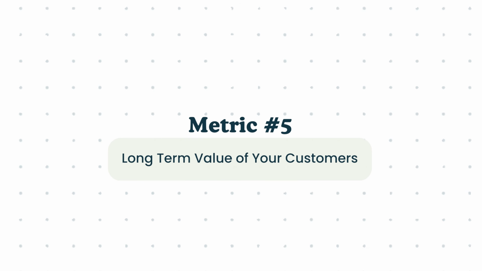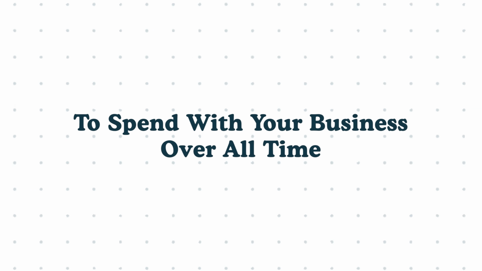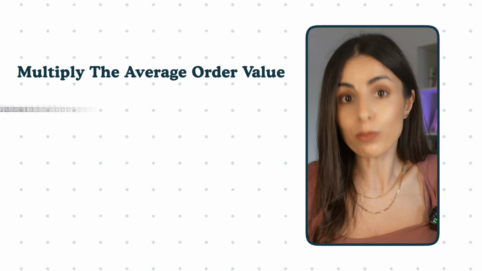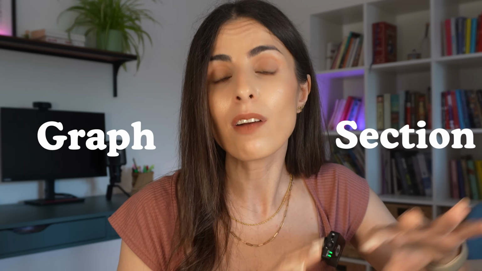Final metric is LTV, or the long-term value of your customers. LTV is simply how much you estimate a customer is going to spend with your business over all time. And the easiest way to calculate this metric is to multiply the average order value by the frequency of purchase by the customer lifespan. I know this seems a little bit complicated, especially that on Shopify there is no specific graph or specific section for the LTV. You need to do this calculation by yourself.